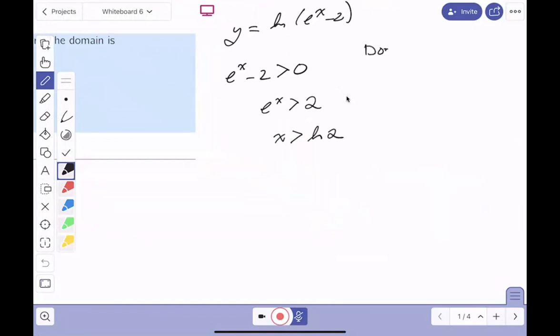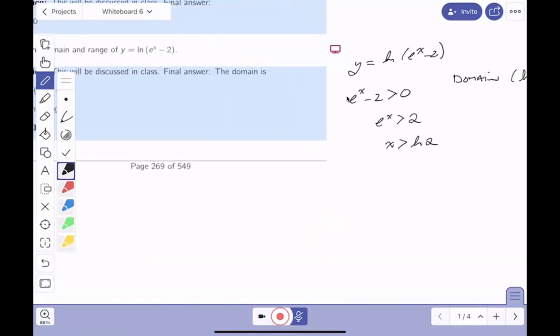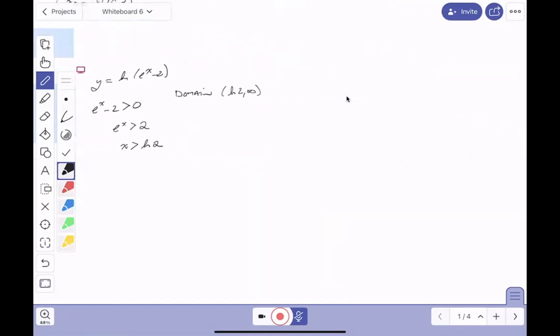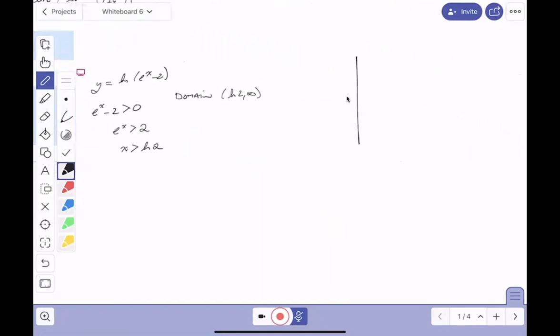I'll write it down for you. The domain starts at the natural log of 2, and it goes off to infinity. All right, let's see if we got that right. And they got it right over here. It's right there. The next question is, what's the range of it? Now, I would recommend just a rough picture of it, and it has an asymptote at ln 2.